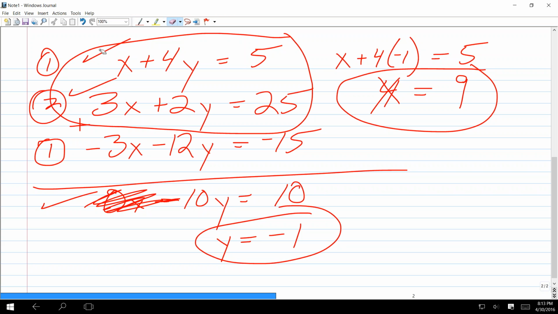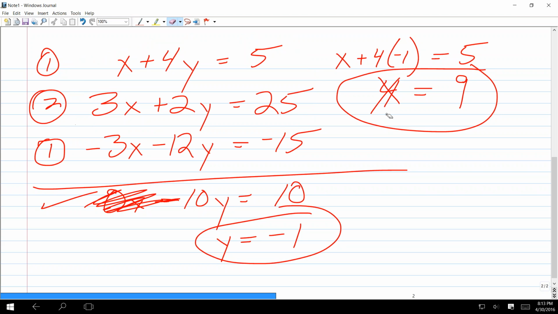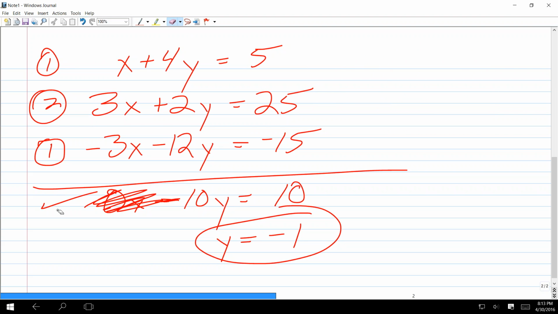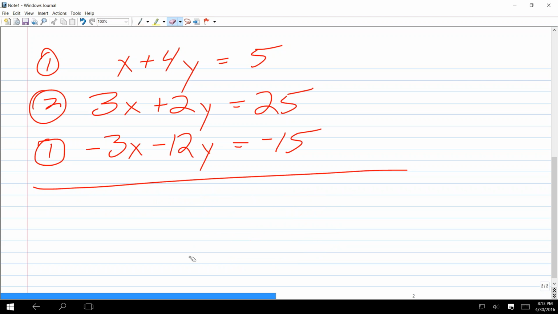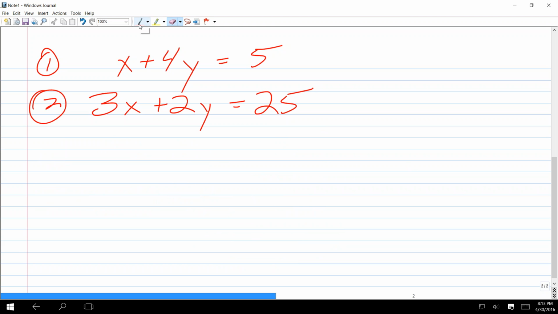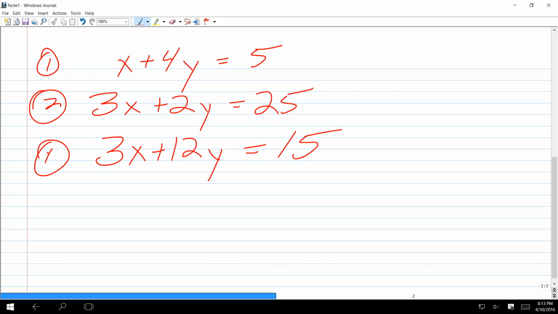Now, let's go back a moment, because you asked a very good question, and that is, why did I multiply by negative 3? Well, let's go back and multiply equation number 1 by positive 3 and see what happens. I've got to multiply it by something, because I've got to be able to eliminate a variable. That's why it's called elimination. This time I replaced equation 1 with the new equation 1, but I multiplied by positive 3, not negative 3. Where did that 12y come from?